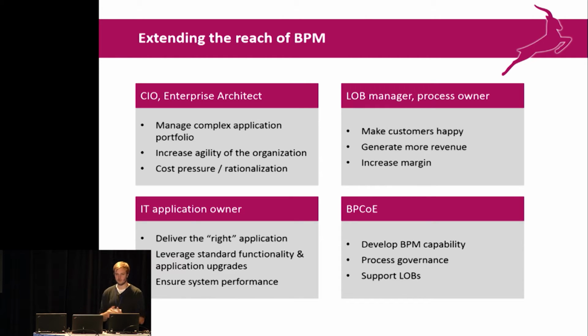And of course, ensure system performance so that systems are up and running and enable the business and not keep them from working. And the other function, like central IT roles like CIOs or enterprise architects working for the CIO, they have the challenge that they have to manage complex application portfolios. Their goal is to increase the agility of the organization. So when innovation or transformation happens, the application portfolio, the application architecture doesn't stand against it, but rather enables that. But they're under constant cost pressure or rationalization pressure under which they have to work.